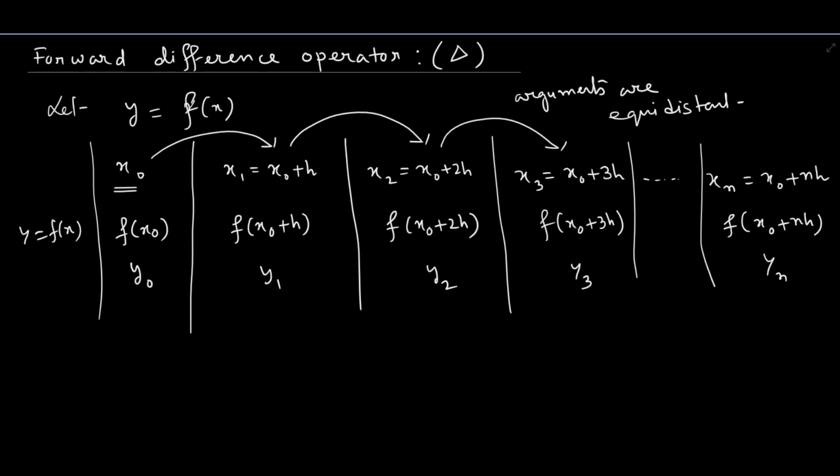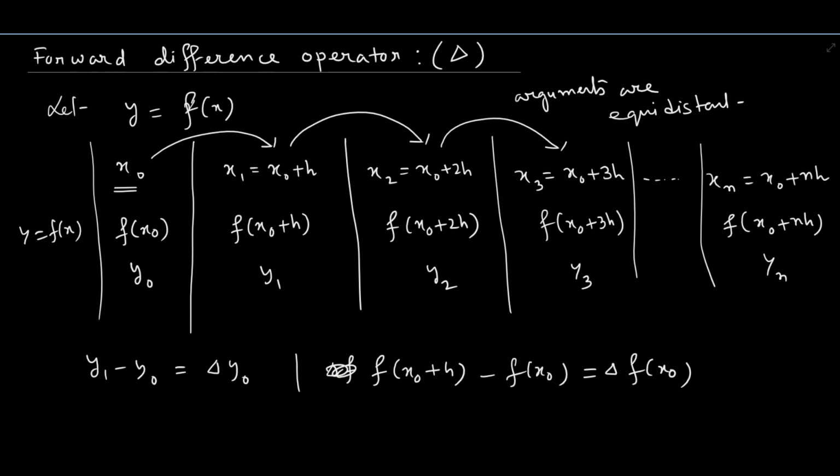So we have some equidistant arguments and some entries. The entries may or may not be equal, it will depend on the function, but the arguments are equidistant. Now if we take the difference of y naught from y1, that is y1 minus y naught, it is the difference between two entries. This difference is called the forward difference, the first order forward difference, denoted by delta y naught. It is the first difference because the power of delta is 1. Here y1 is f of x naught plus h, and f of x naught plus h minus f of x naught is delta f of x naught. In terms of y, it is y1 minus y naught, which is delta y naught. This is called the first difference.